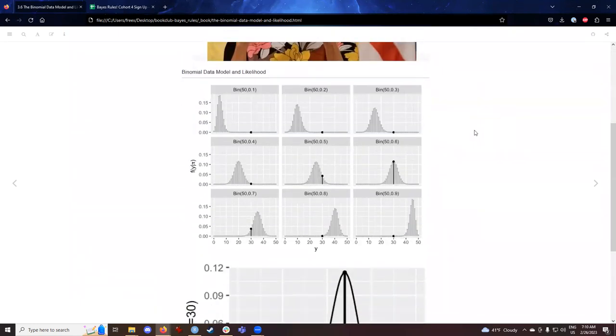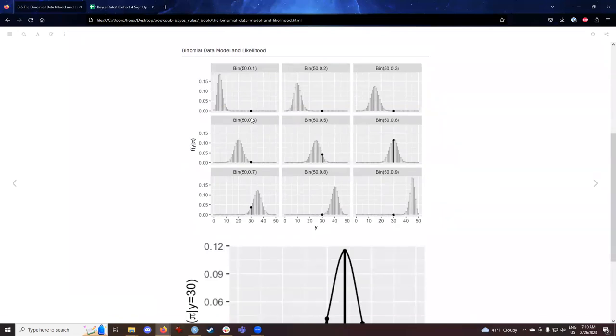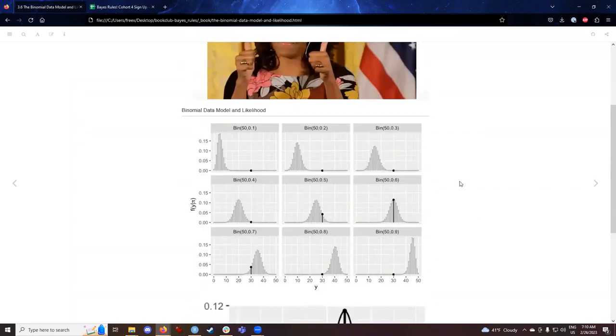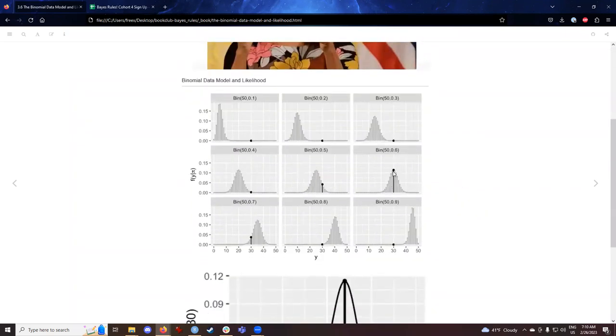Connecting this to the ideas of the previous chapter, with the 50 people polled, we look at the likelihoods that the probabilities are either 0.1, 0.2, all the way up to 0.9. The likelihoods are these black vertical lines in this schematic here. Since this new information is at 60%, the likelihood is the highest, also at 60%.